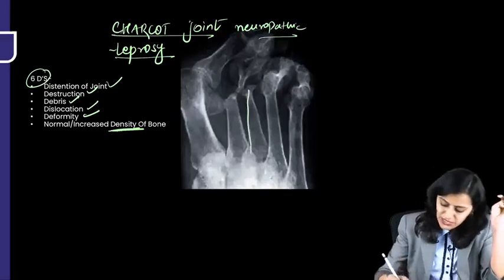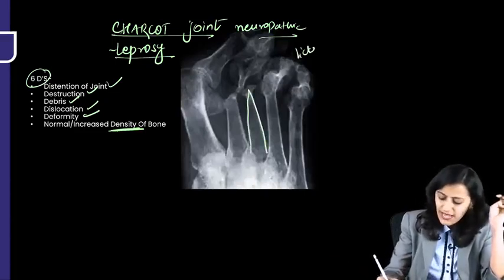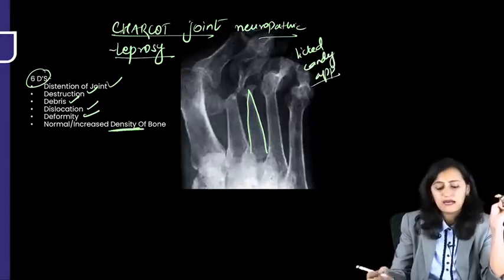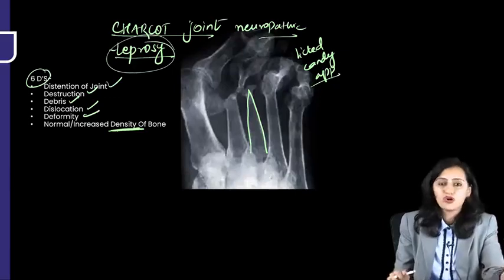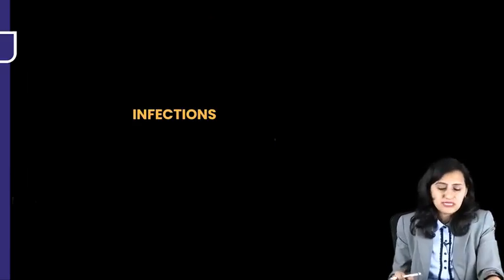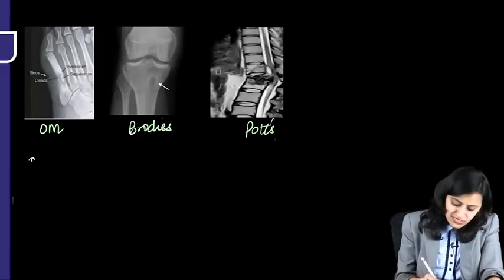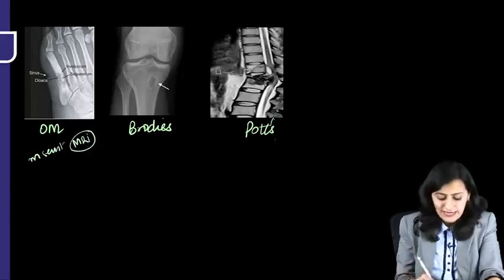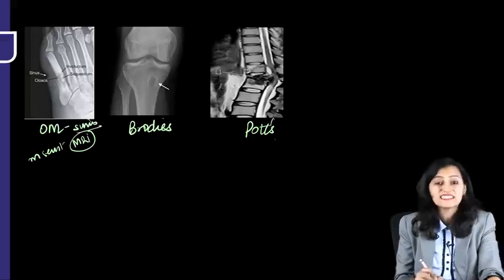And you see these pointed bones, like this, which is called the licked candy appearance. Okay, so we see this licked candy appearance. Leprosy is one of the causes of that. Now coming to infections. Osteomyelitis, the most sensitive investigation is MRI. In chronic osteomyelitis, the patient presents with discharging sinus.